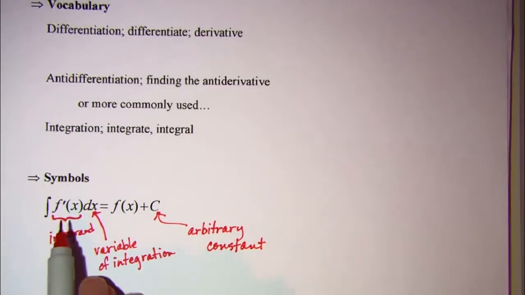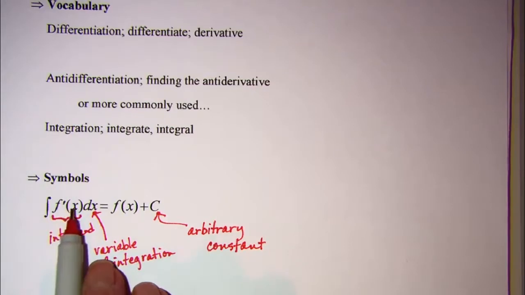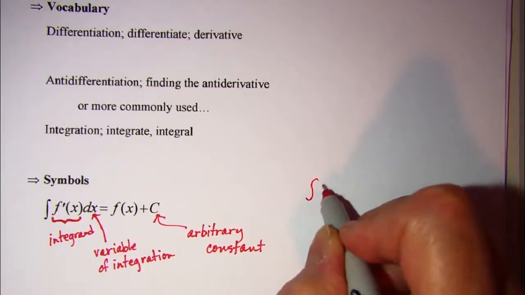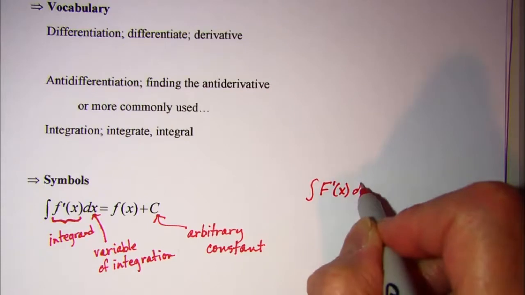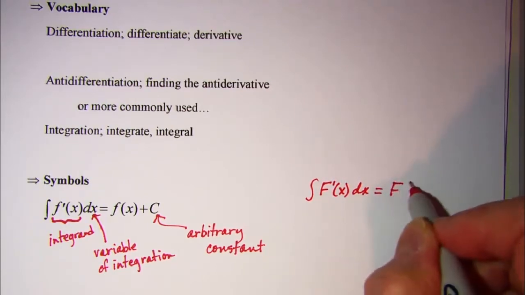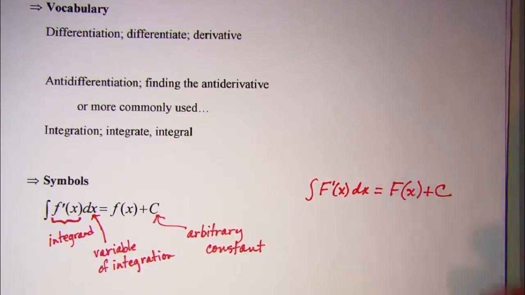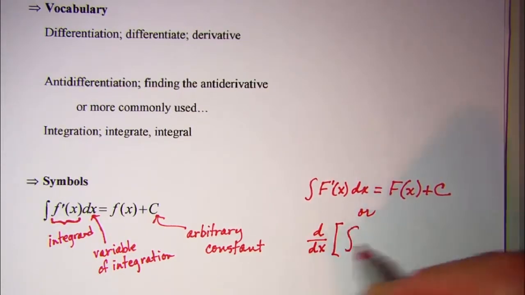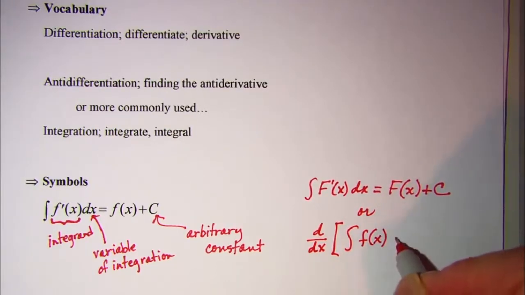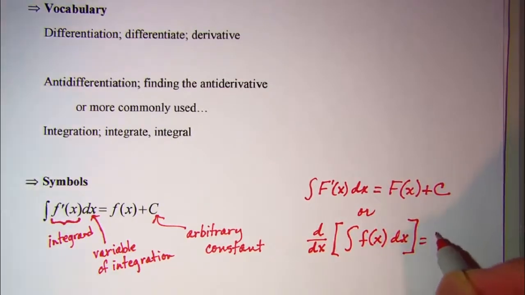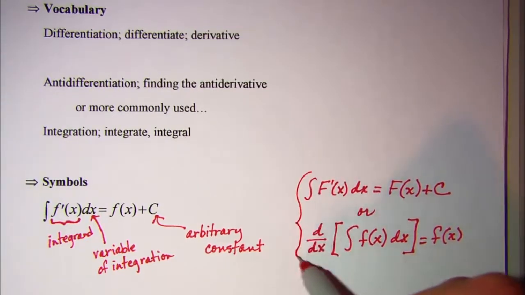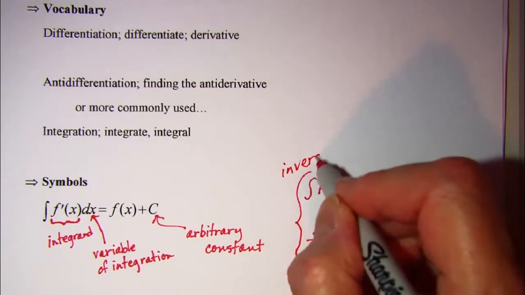And as you can tell from this equation, when you integrate the derivative, you get the function. So it's the inverse operation. So we can write that in 2 ways. The integral of the derivative with respect to x is the function in x plus some arbitrary constant. Or when you take the derivative of the integral of f of x with respect to x, you get f of x. So these 2 statements are the inverse operations.